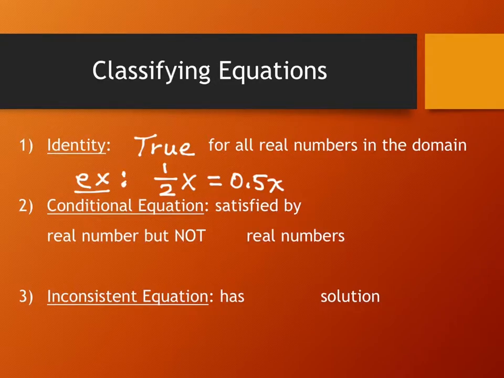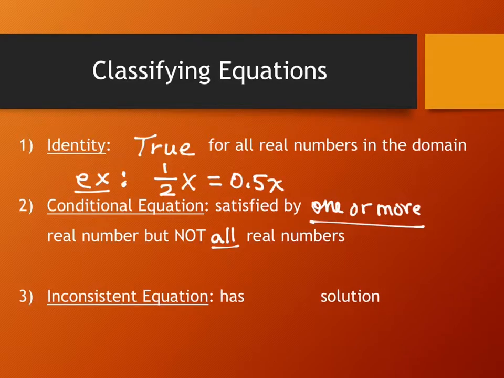A conditional equation, these are the kind we normally have, means that it's satisfied by one or more real numbers, but not all real numbers. That's exactly what the last 2 were. We got one solution in each case. It wasn't all numbers that were solutions, and that's where most of our equations fall. Most of them are conditional equations.